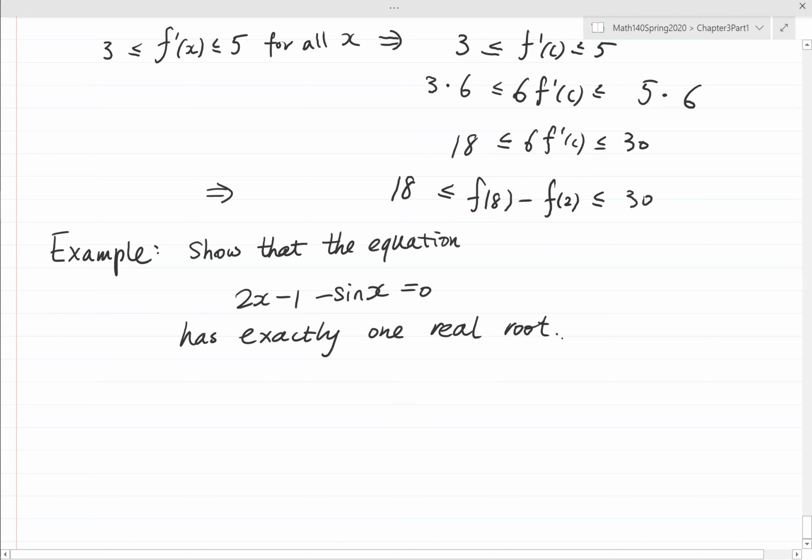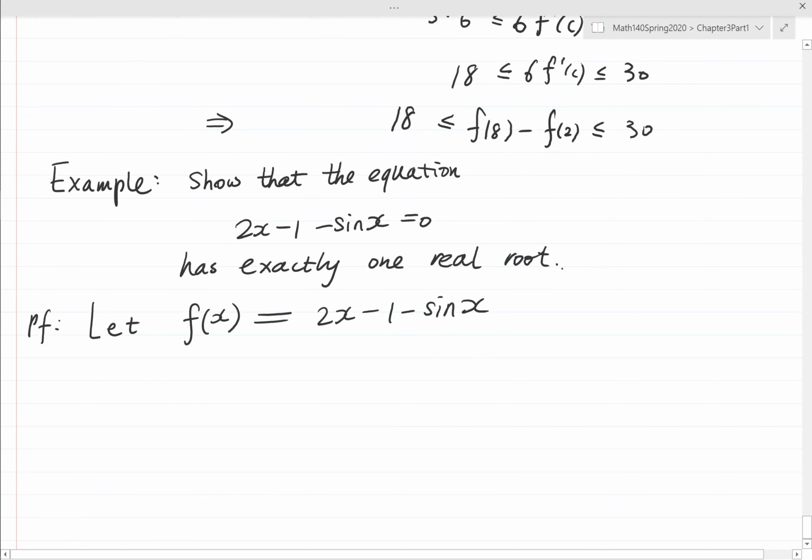So the first step, remember, is always to construct the function by taking the left side minus the right side. The right side is 0, so we define the function equal to the left side. First of all, we conclude that the function is continuous, because every term is continuous. Polynomial is continuous, trig is continuous, so it's continuous everywhere.